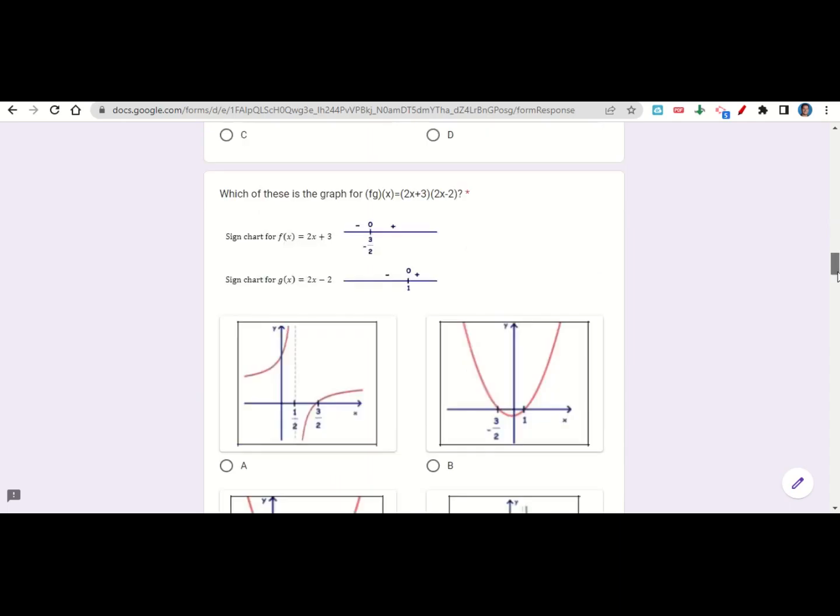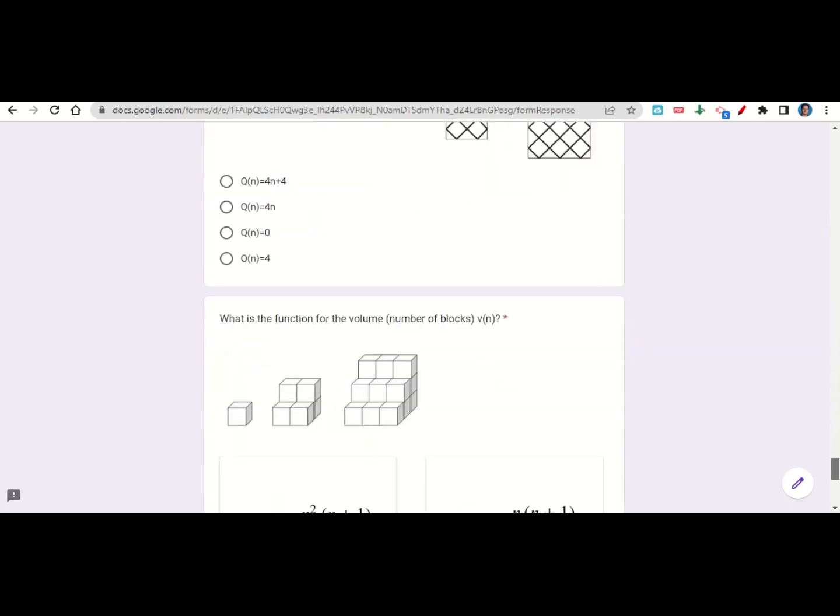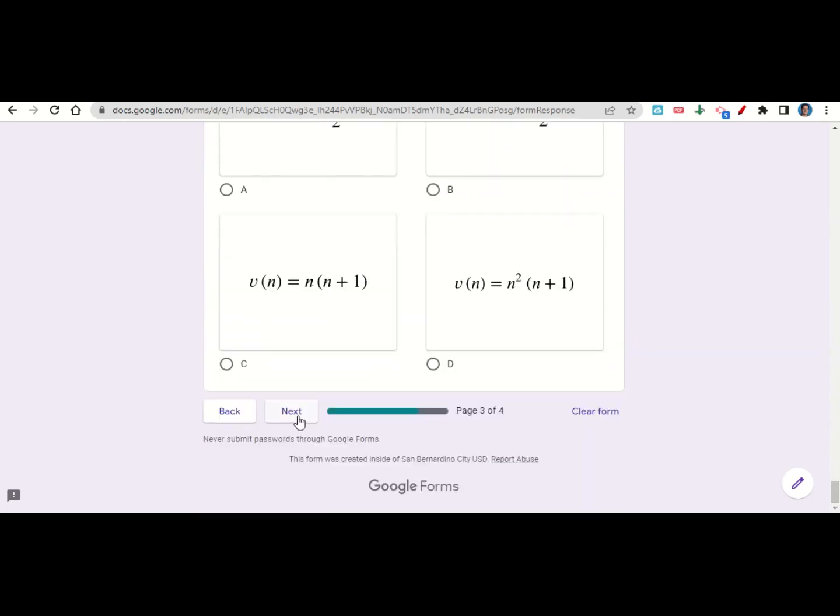And then we'll continue to answer all these questions until we get to the end of the assignment. Once you get to the end of the assignment, go ahead and click Next. This will take you to your Before You Go. Go ahead and fill out your Before You Go and then submit your work on Google Classroom.